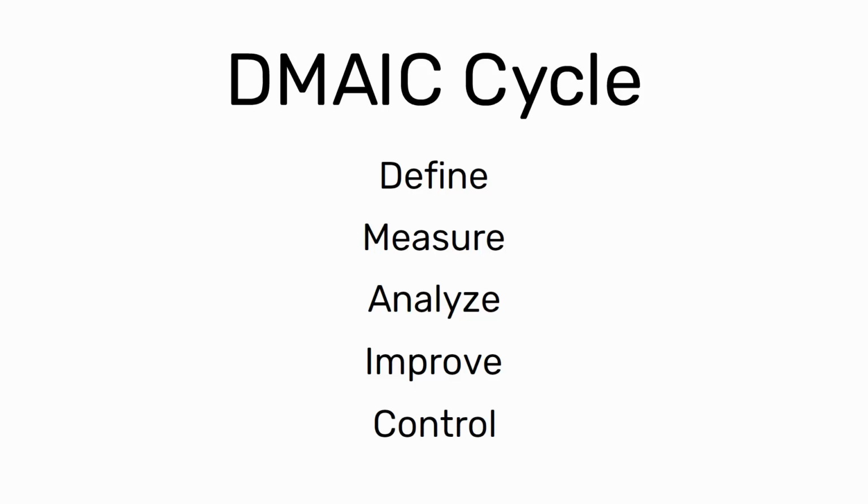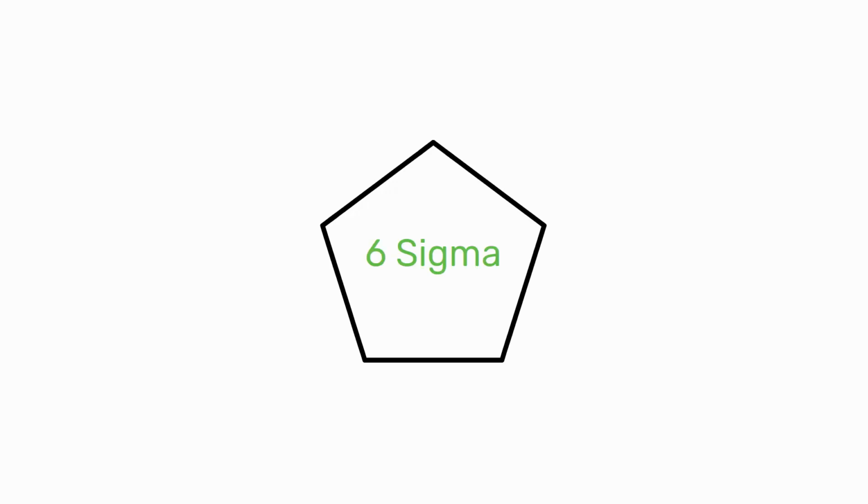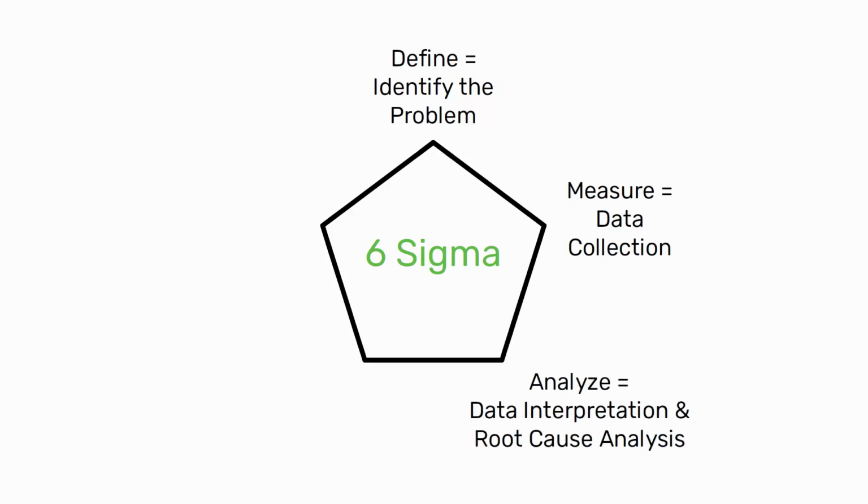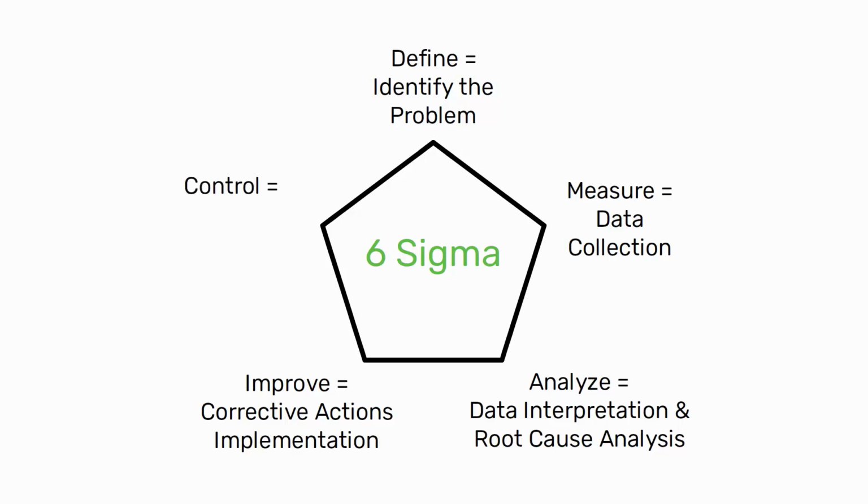The phases could be imagined as being placed at the tip of a pentagon, and if you want to go into detail, the Define phase is the one focused on identifying the problem. The Measure phase is the one in which there is a measurement and a collection of data. The Analyze phase is where the data is interpreted and the causes of the problem are analyzed. The Improve phase is where corrective actions are generated and implemented to solve the problem. The Control phase is aimed at monitoring the optimized system.